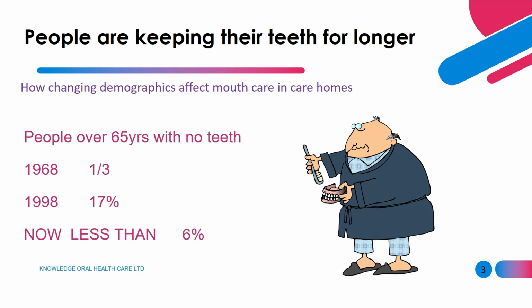People are keeping their teeth for a lot longer. Now, let's look at the demographics and see how things are changing. In 1968, 36% of the population, so roughly a third of the population aged 65 and above, were edentulous, in other words, had no teeth, compared to today, where it's believed that less than 6% of the population aged 65 and over have no teeth. So not only are people coming into care homes with more of their own teeth, but this will increase as time goes on.